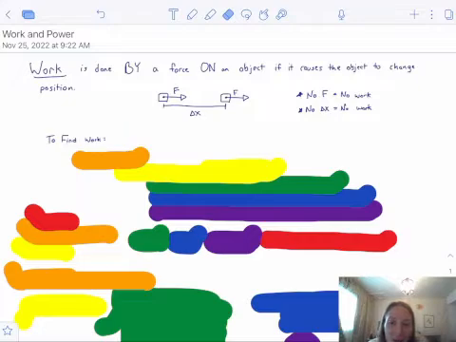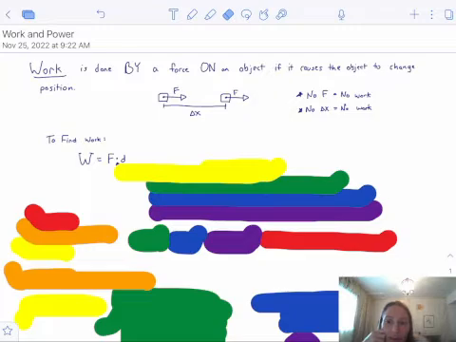Okay, so how do you find work? Well, the equation looks like this. It's W for work equals F, and then there's a little dot there. That little triangle poking out is underneath the yellow. F dot D. Dot is an operator in physics.